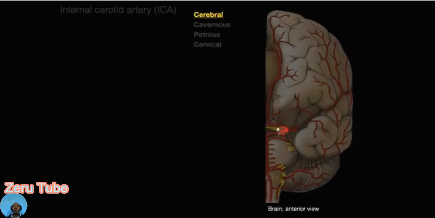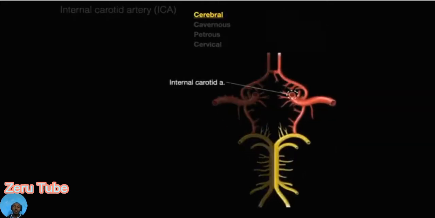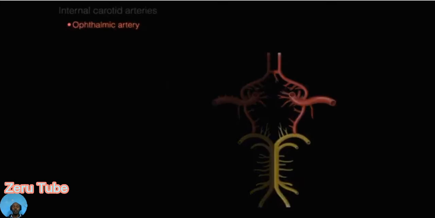The fourth part of the internal carotid artery is the cerebral part, the most internal part, and this part is a part of the circle of Willis. The cerebral part of the internal carotid artery has small branches. The first small branch is the ophthalmic artery.